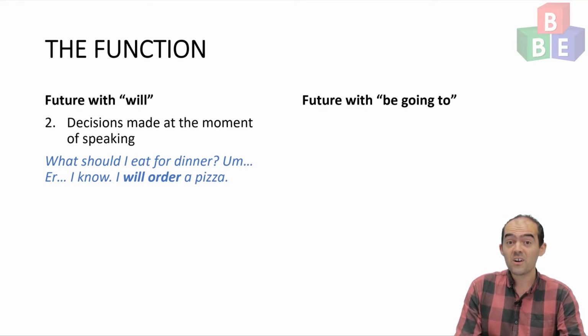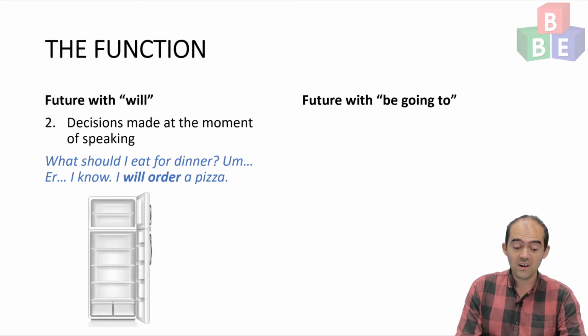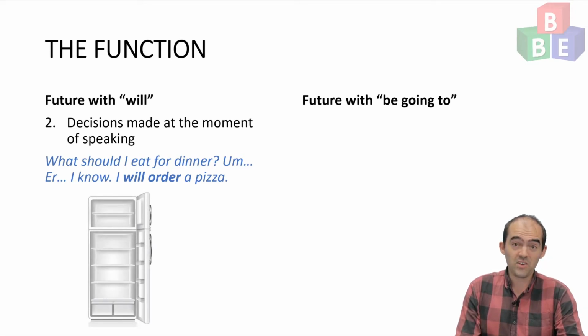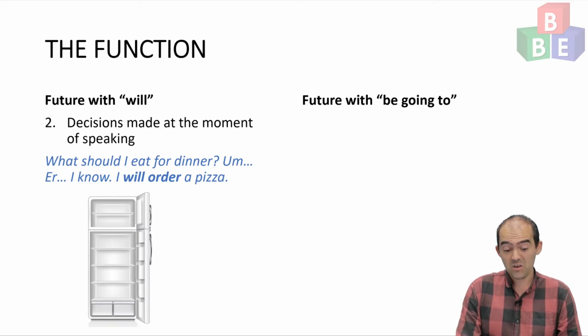I know, I will order a pizza. Okay? So I have decided that right now. And you can see here, I have a fridge. My fridge is empty. I have nothing prepared. What should I eat for dinner? I decide now, I will order a pizza.